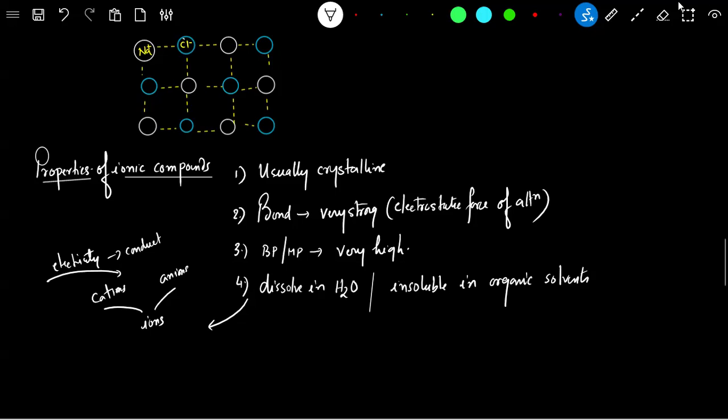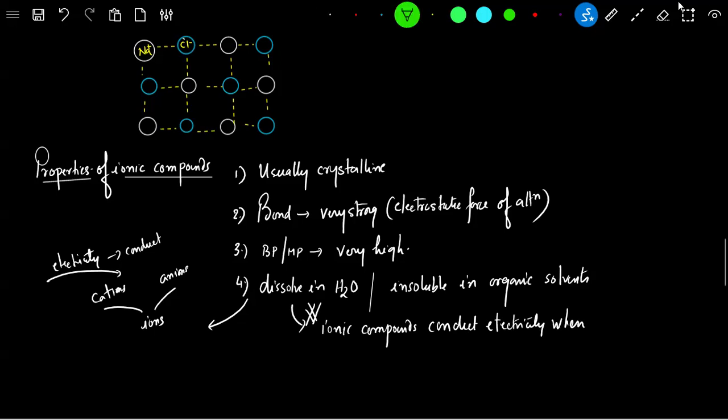Electric current conduct करता है, right? And the other thing is ionic compounds will be conducting electricity. So from here we say ionic compounds. Ionic compounds, ये important line है, हाँ, इसको थोड़ा note कीजिए. Ionic compounds conduct electricity in two cases. This is important.